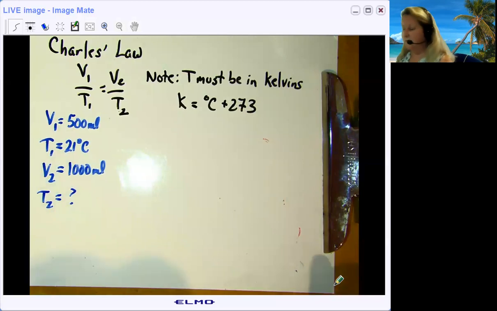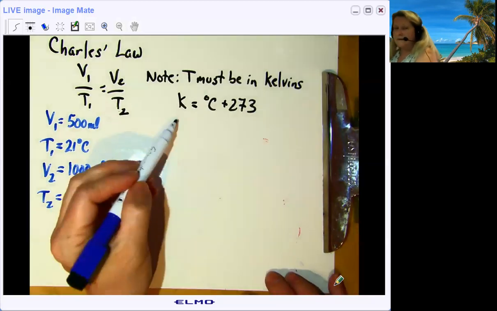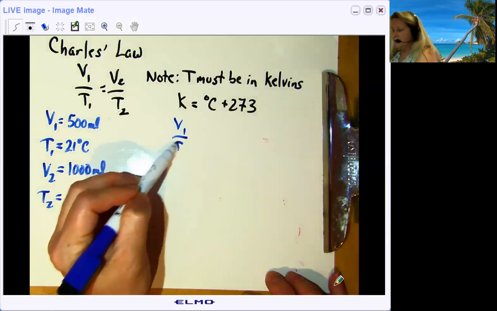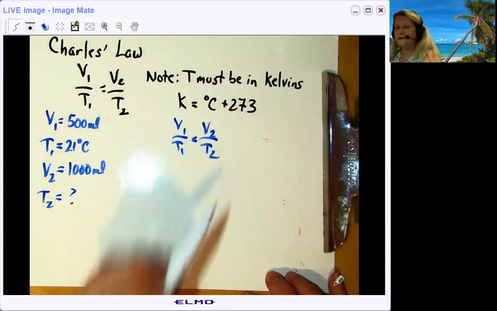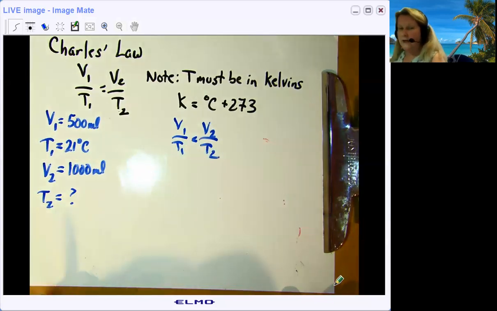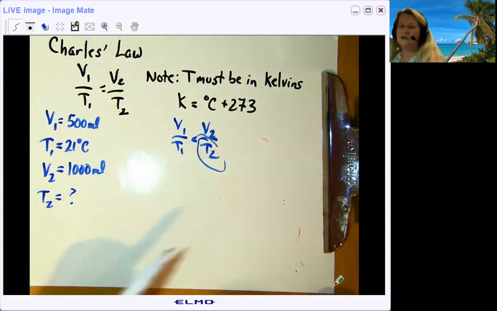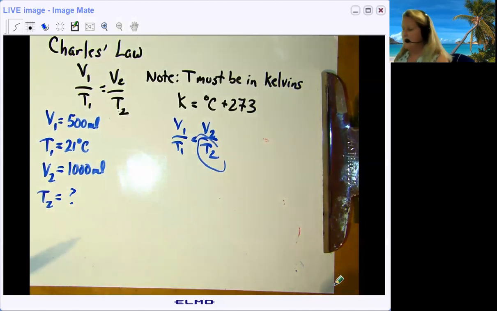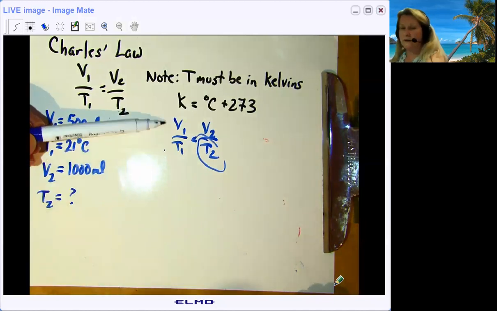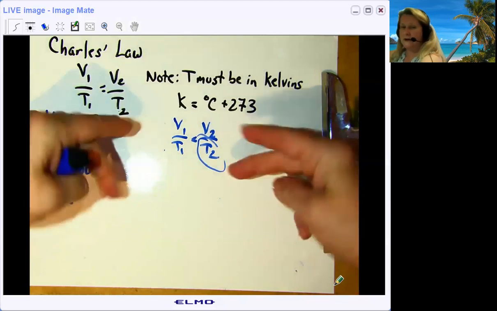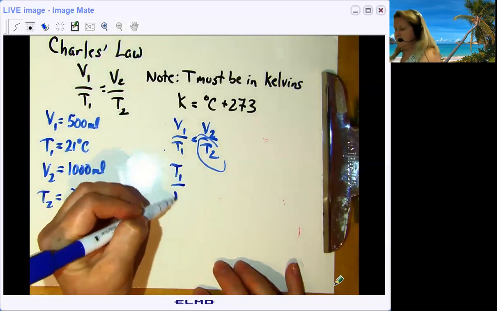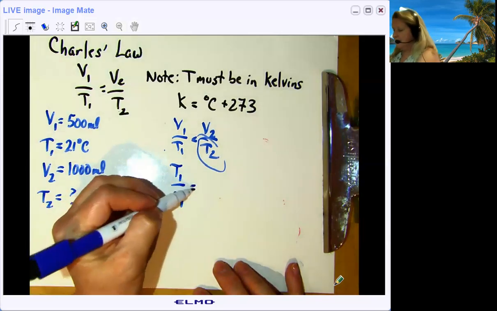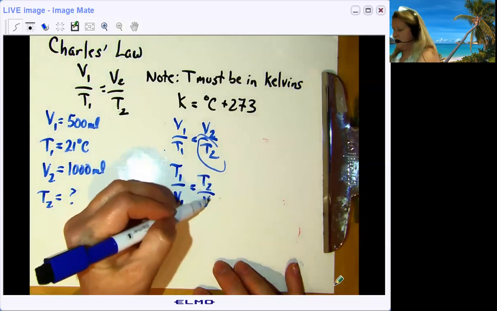This is a little bit of a different question. So let's start out with Charles' law again. V1 over T1 equals V2 over T2. This time we're trying to find T2, which is in the denominator. Now I'm going to show you just a little algebra trick. You can flip this entire equation upside down. So let's do that. T1 over V1 equals T2 over V2.